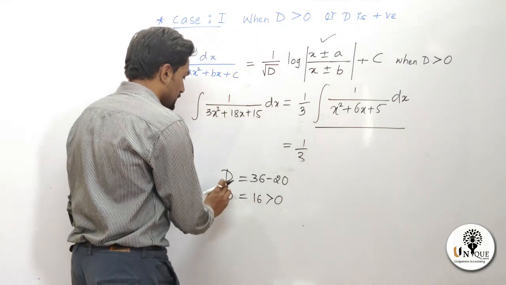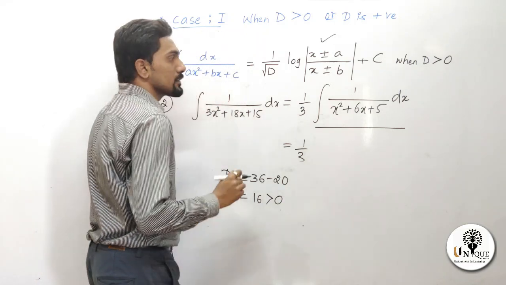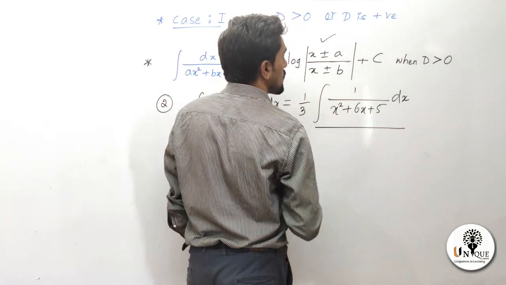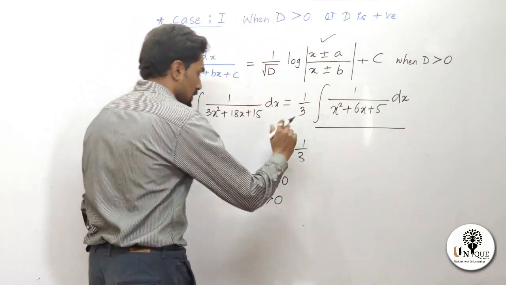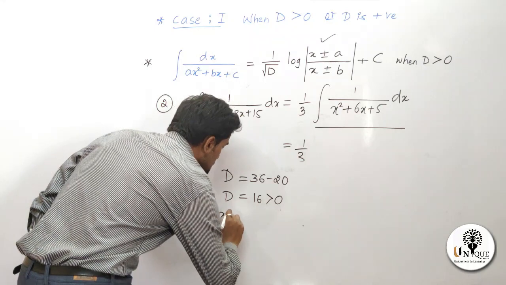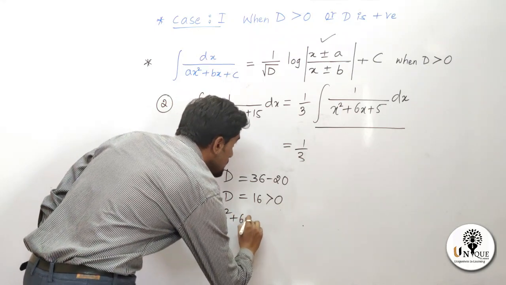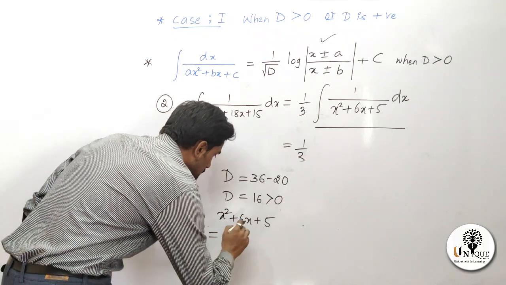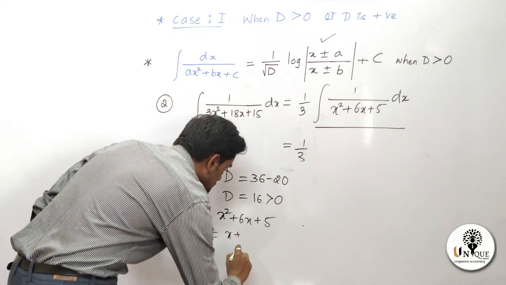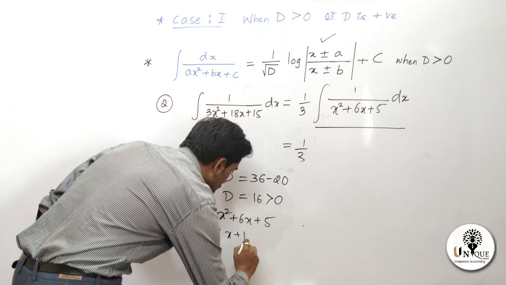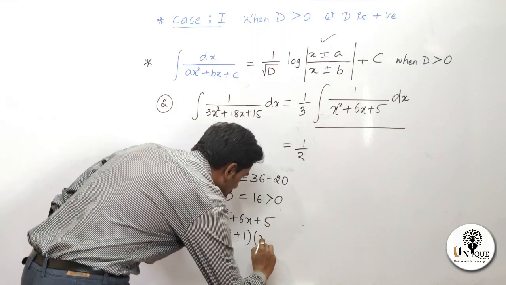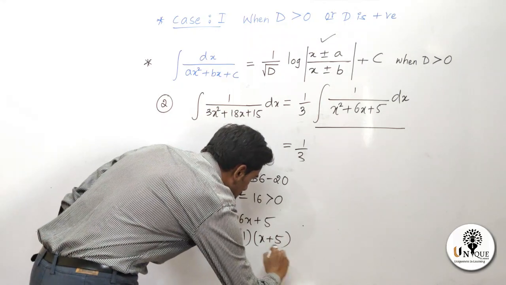Once we get the value of D, then we have to factorize this quadratic equation, this denominator. So how will you factorize it? X square plus 6x plus 5, that is x plus 1 into x plus 5.